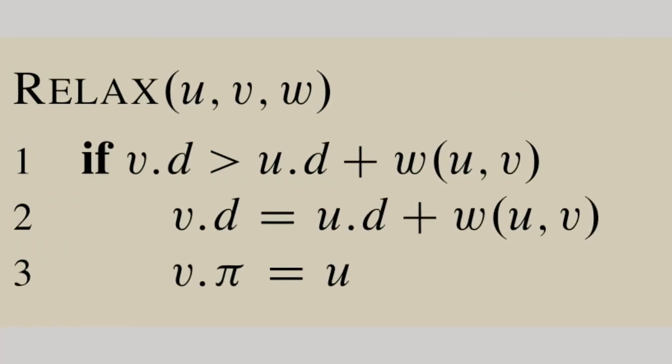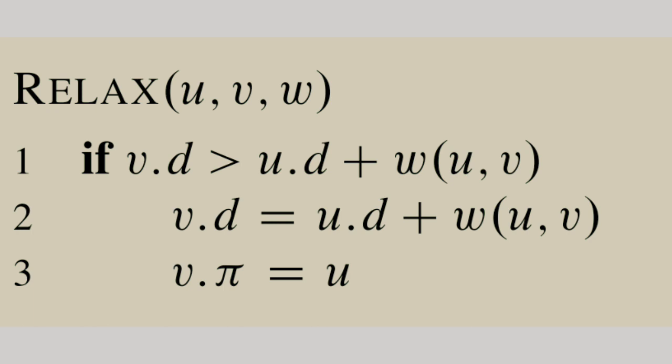Now let's come to the function. The relax function has three arguments u, v and w. Here u is the vertex whose shortest distance we make permanent and v is the vertex whose shortest distance we are trying to improve, and w contains the weights of the various edges. Now in line 1, v.d is the already estimated shortest distance of the vertex v and u.d plus w of uv is the shortest distance to v through u. Here w is a function which returns the weight of the edge uv.